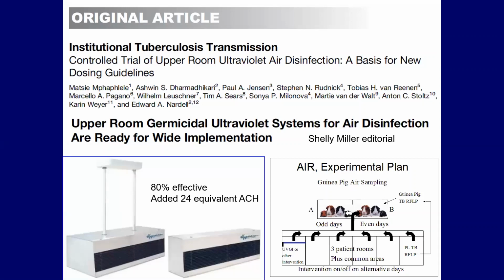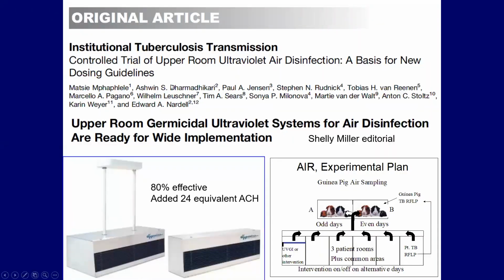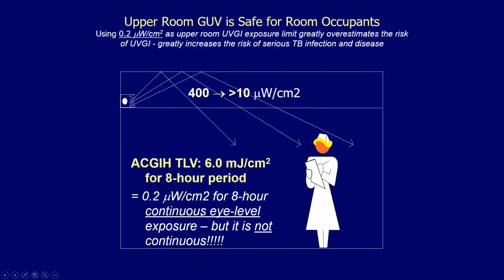Again, we published our study and our guidelines in a paper that you see here, and I'm not actually seeing the citation, but it should be easy to find online. I have to revise that slide to put the citation there, but it's called Institutional Tuberculosis Transmission, first author Mufaleli, and I'm the last author on this paper where we showed 80% effectiveness of upper room germicidal UV.